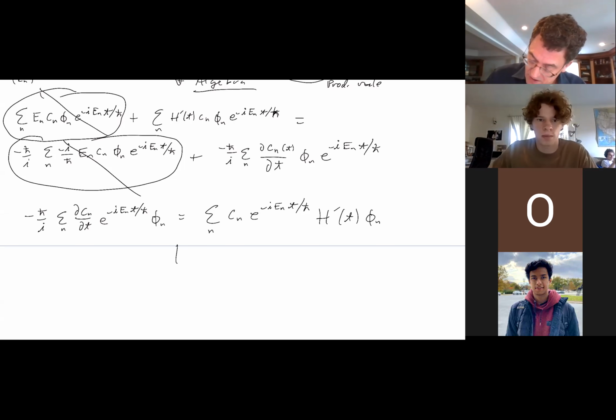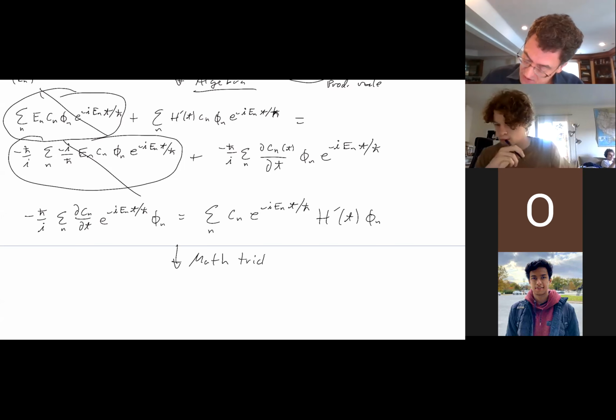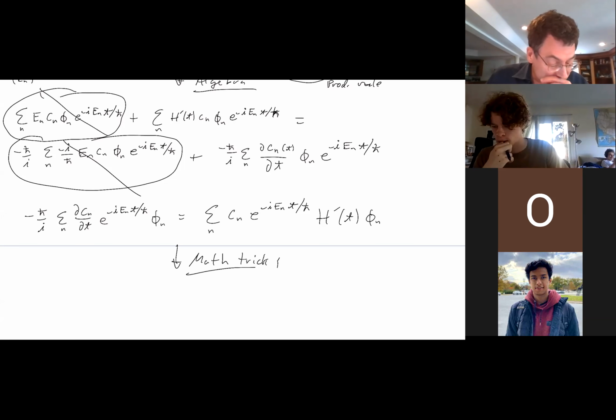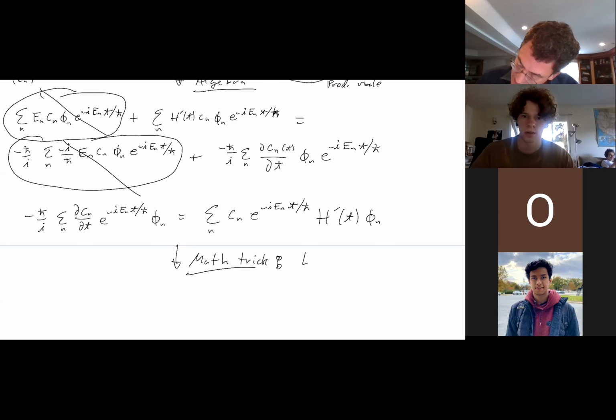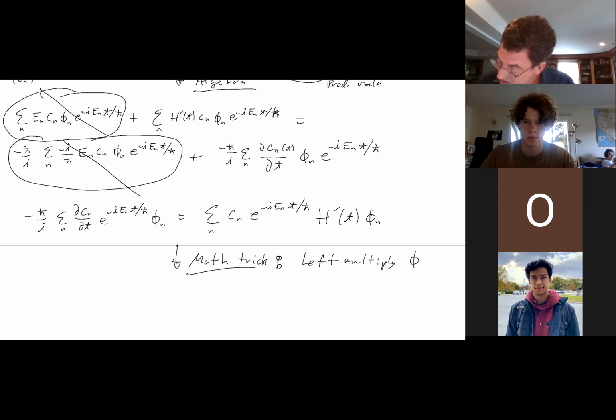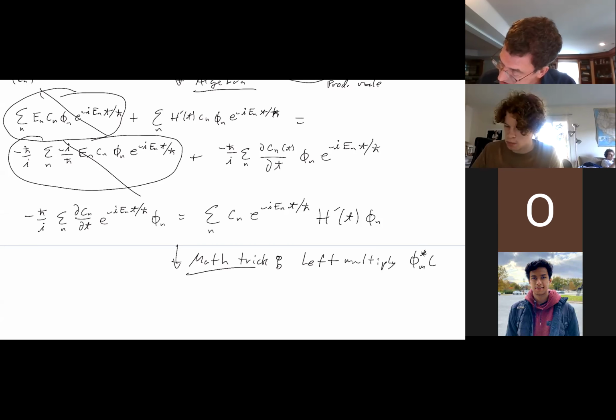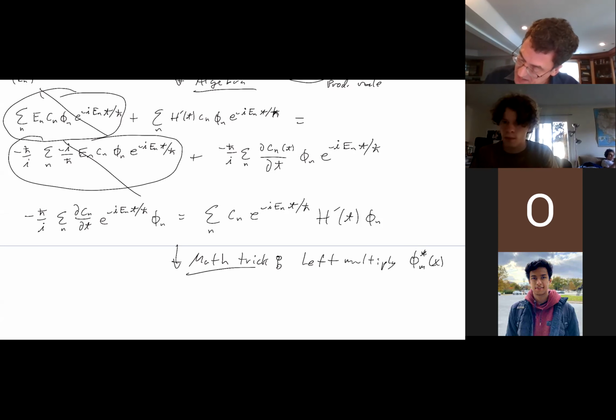Let's do a math trick. And the math trick is this. Let's left multiply by an arbitrary function. And you've seen this math trick before. Let's left multiply by phi m star. And we're just doing this all in one dimension. And then let's integrate.